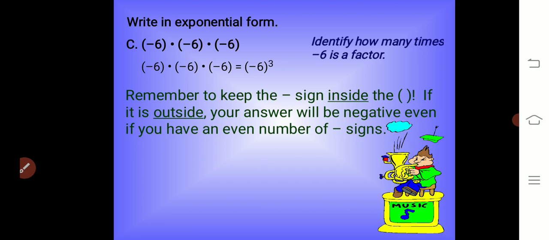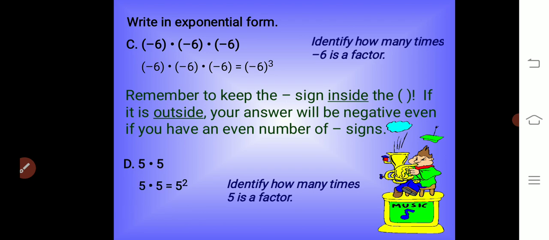Remember to keep the negative sign inside the parentheses. If it is outside, your answer will be negative even if you have an even number of negative signs. So the 5 times 5. Identify how many times 5 is a factor. So the answer is 5 squared.